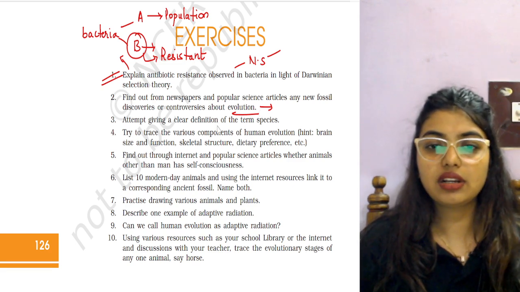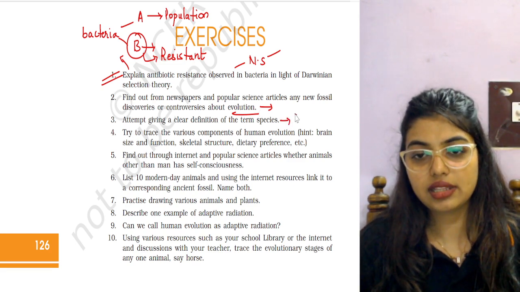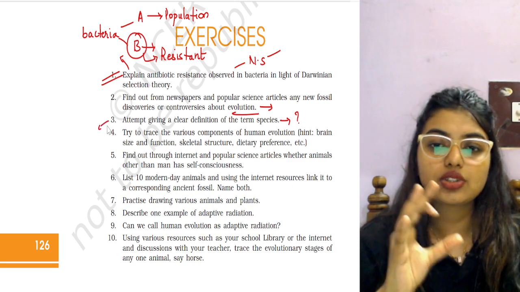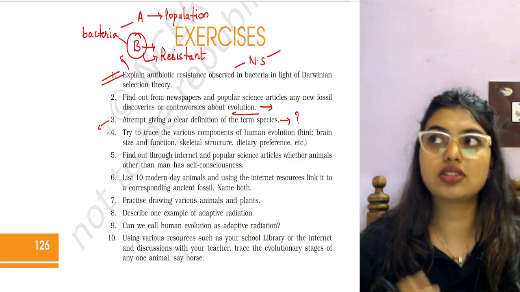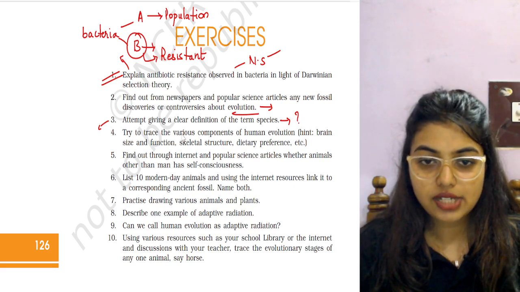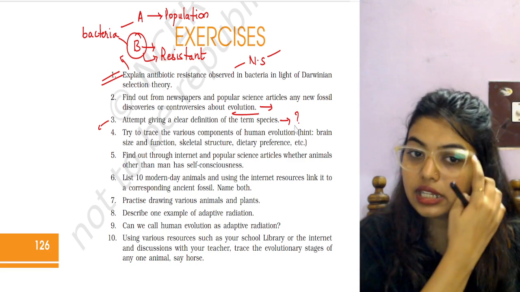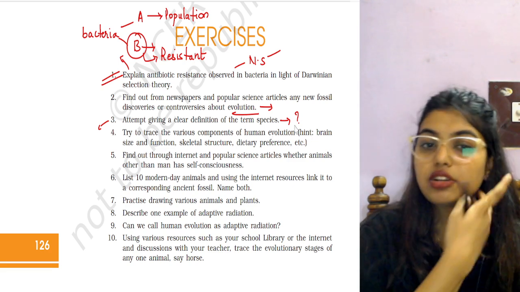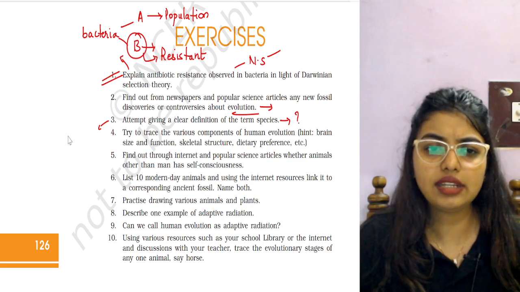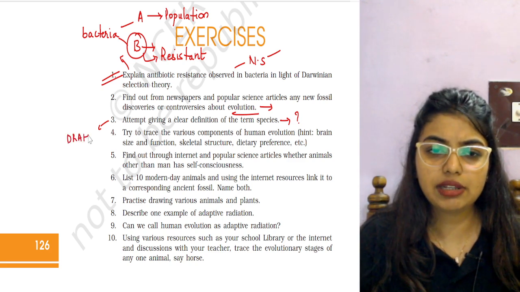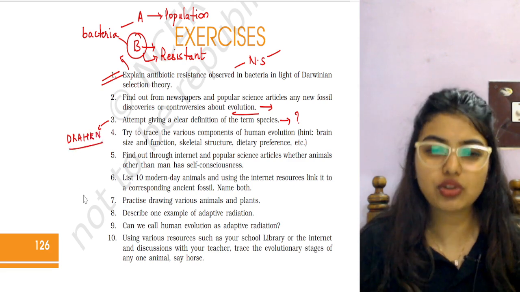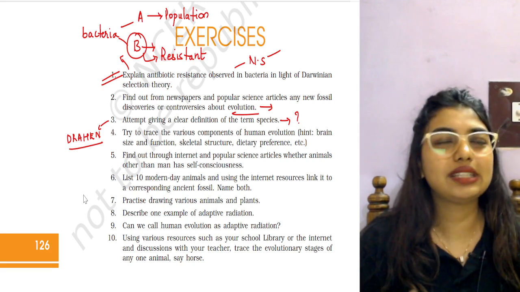Now attempt giving a clear definition of the term species. Again, this you can find out. Species means a group of organisms who have a similar ancestor or similar anatomical characters. So depending on that, you can write the species. Try to trace various components of human evolution: hint, brain size and function, skeletal structure, dietary preference. Whatever we saw is already given, so you can just find this and proceed, find Homo habilis. More of this is like project work.